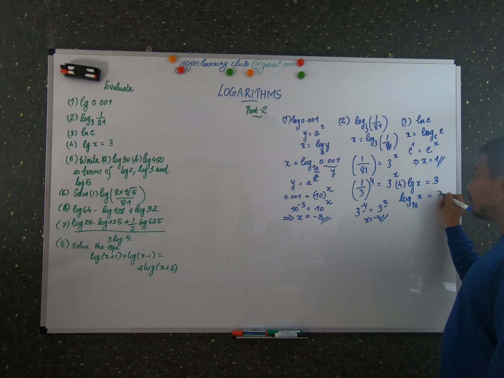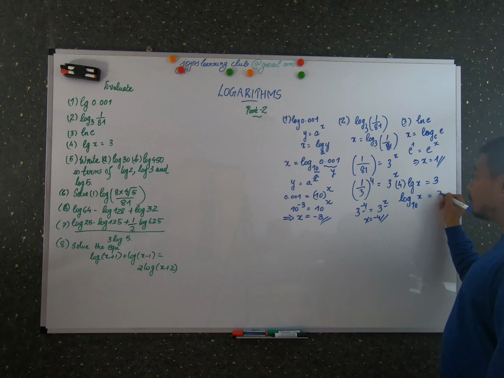So there are three sections under this problem, and it says to write these expressions in terms of log 2, log 3 and log 5. That means when you have these kinds of problems, you have to take the factors and apply the laws of logarithms. Okay, so log 30. To write it in terms of 2, 3 and 5, first of all you have to take the factors of 30.